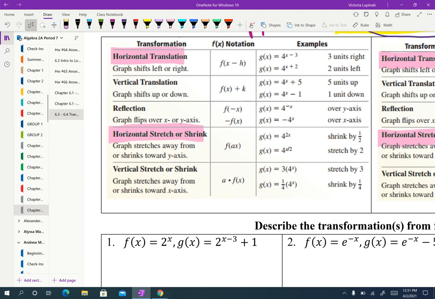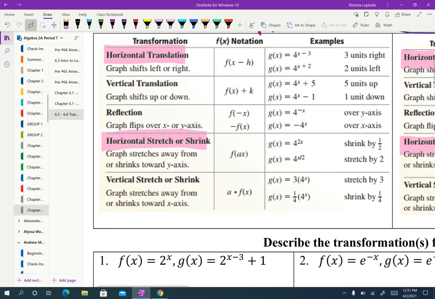On the left side, we have it in words. In the middle, we have it with f of x notation. And then on the right, it shows you specifically in terms of exponentials. Now, here's the thing. When it comes to the inside of an exponential, it means inside of the exponent. So if you are talking about horizontal shifts, left and right, remember, of course, you're going to do the opposite, but it has to be done inside of the exponent.